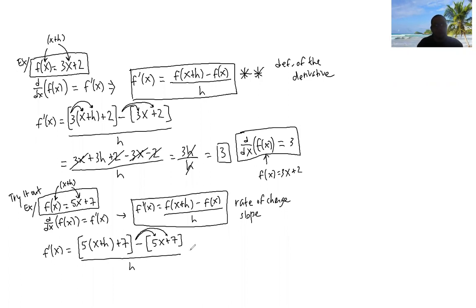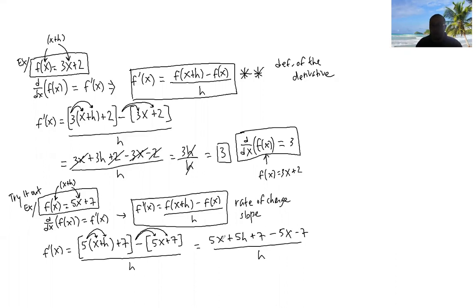Now, let's get to simplifying. Same thing with this 5. We have 5x plus 5h, plus 7. This is going to be this left term here, minus, and a minus and a plus make a minus. Minus 5x minus 7, all over h.